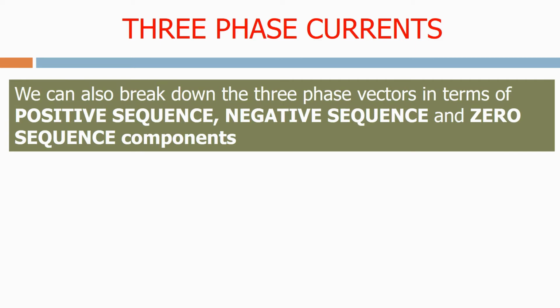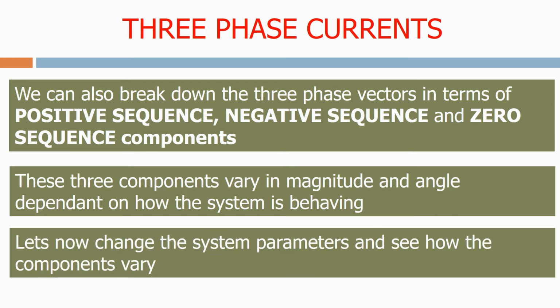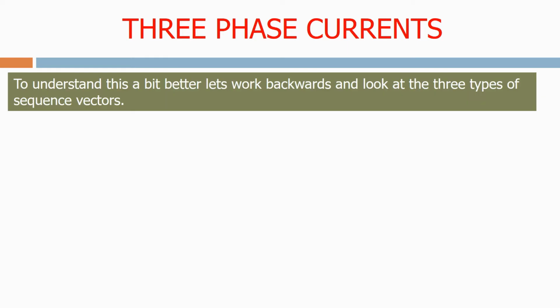We can also break down the three-phase vectors in terms of positive sequence, negative sequence, and zero sequence components. These three components vary in magnitude and angle, depending on how the system is behaving. Let's now change the system parameters and see how the components vary. To understand this a bit better, let's work backwards and look at the three types of sequence vectors.